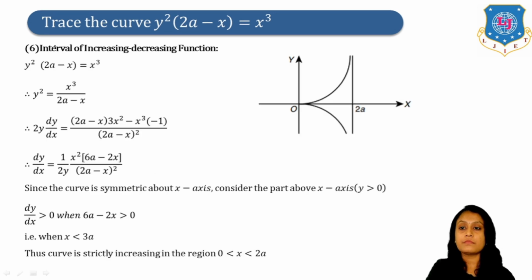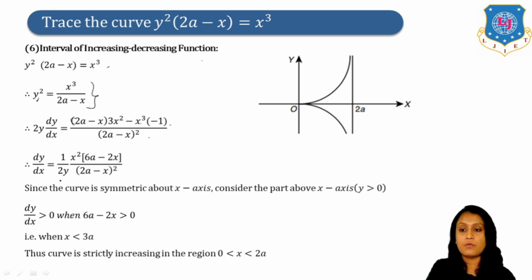Now we'll discuss the intervals of increasing and decreasing function. So y square into 2a minus x is equal to x cube. From this we get y square is equal to x cube upon 2a minus x. Now differentiate this with respect to x. So you will get 2y dy by dx is equal to, applying the division rule, the denominator as it is, derivative of numerator is 3x square, minus the numerator as it is, and derivative of denominator is minus 1, upon denominator square.